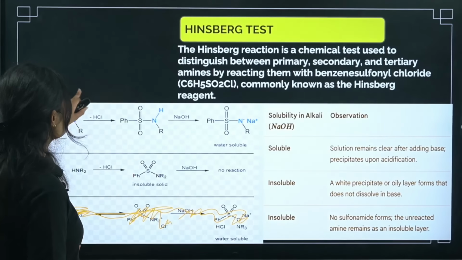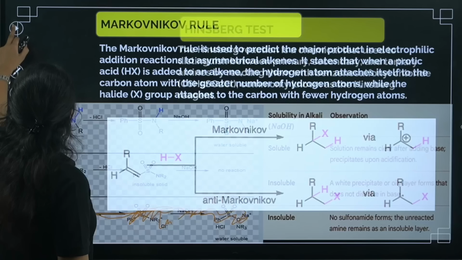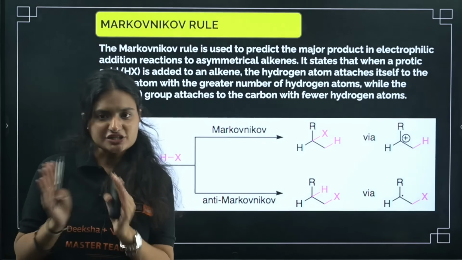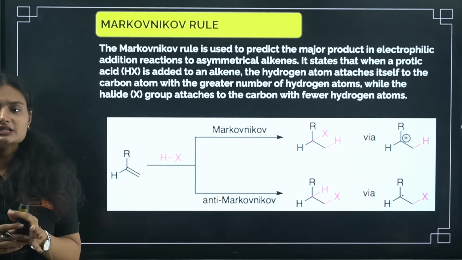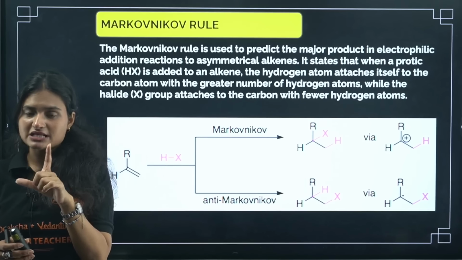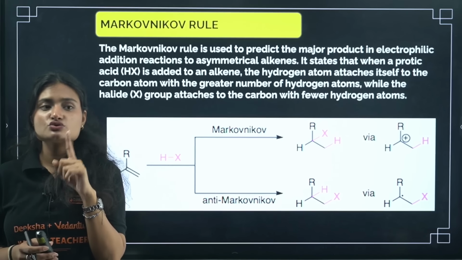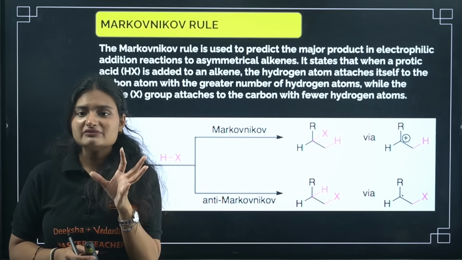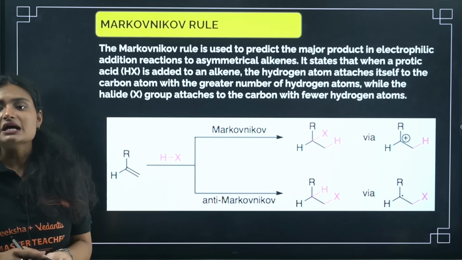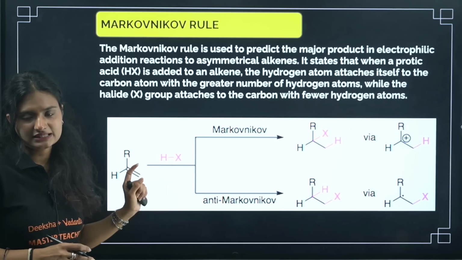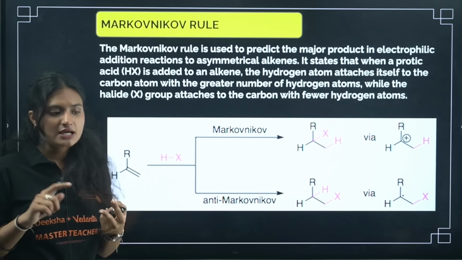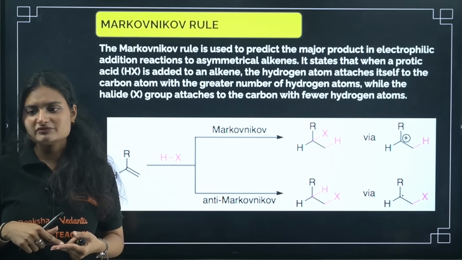Next reaction is the Markovnikov rule. What is the Markovnikov rule? We are done with the reactions actually. The Markovnikov rule is used to predict the major product when electrophilic addition is happening. Remember, it is used when addition is happening with halo acids. When you add HX to an unsymmetrical alkene, you have two cases: either peroxide will be present or peroxide will be absent.